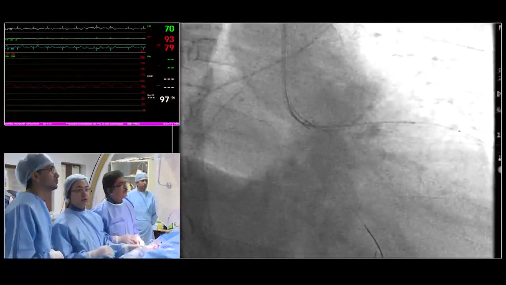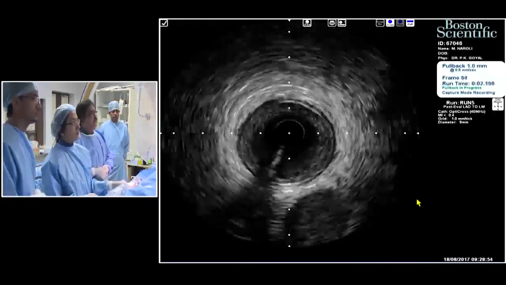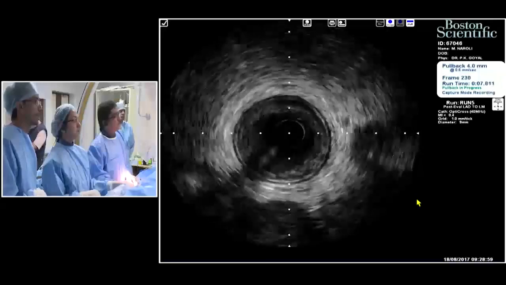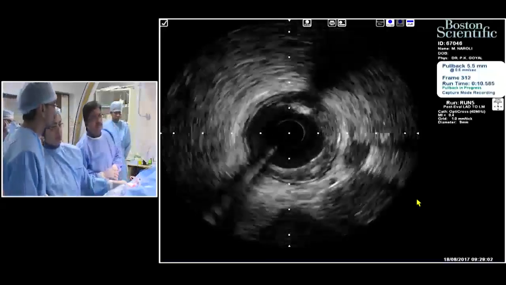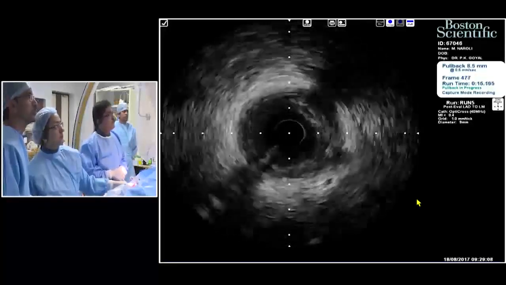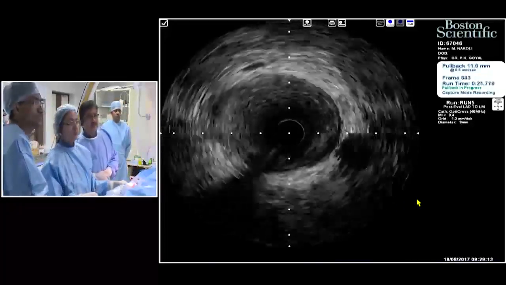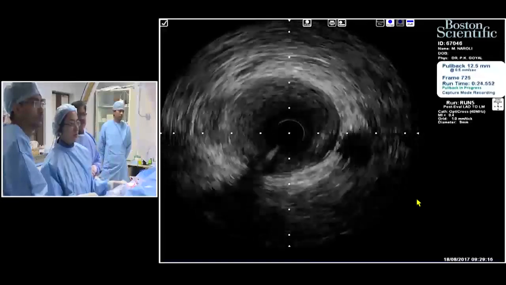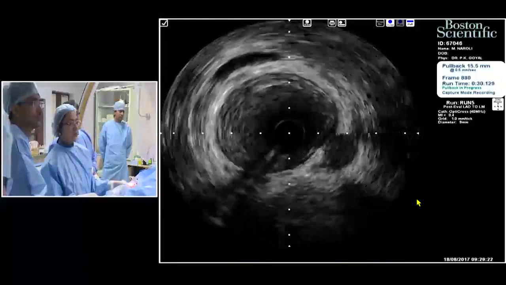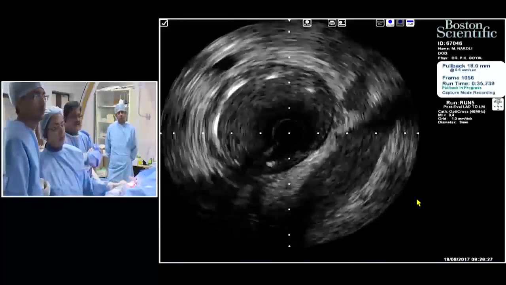Okay, imaging. So it's important that the guide is disengaged when you're pulling back. Pull back now. Is it coming back? Yes, it's full. So this will be the LED. How far is the stent, sir? So that's the stent starting there.